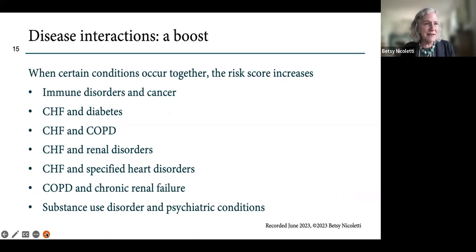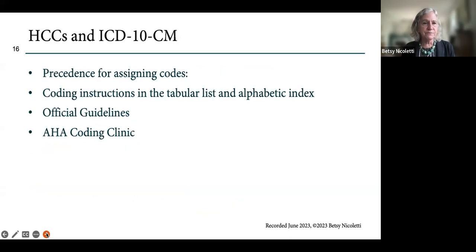And I get asked this a lot. Do I have to submit, on the same claim, congestive heart failure and COPD? No, it's the risk scores that are submitted in the calendar year to the payer. So you don't have to submit them on the same claim. And this disease interaction is still functioning in version 28.